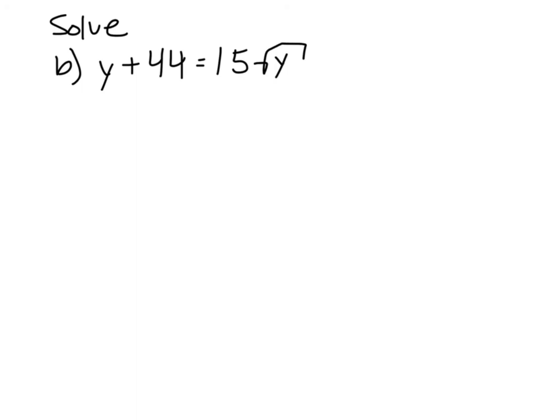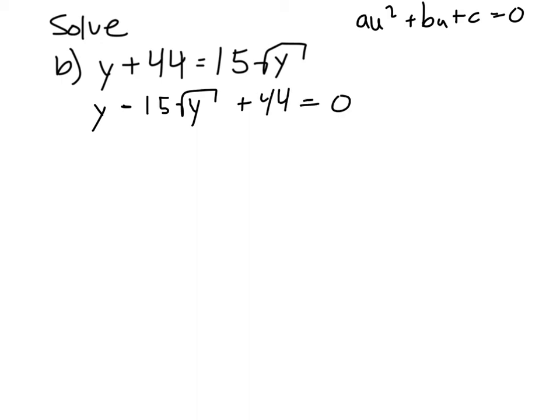Okay, one more example. So this one, first thing that I'm going to need to do is put it into, so remember, we needed one side to equal 0, right? Because we're trying to get it into this format: a times u squared plus bu plus c equals 0, right? So I need the right-hand side to equal 0. So I'm going to subtract 15 square root of y from both sides. So subtract 15 square root of y, then plus 44, and then this side will now be 0.